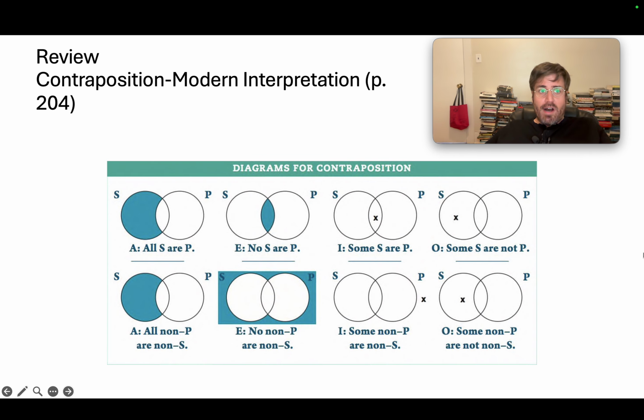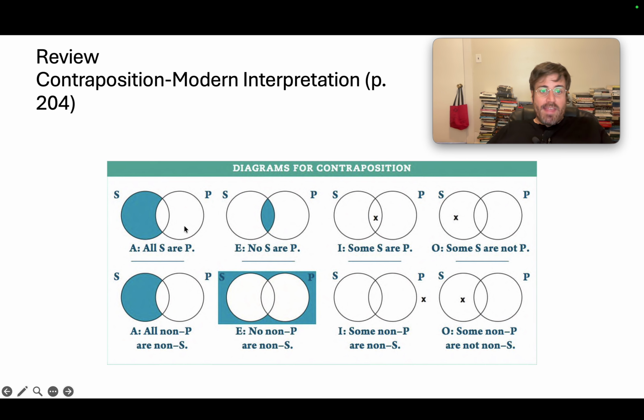Last but not least, we have contraposition. The Venn diagrams for this, by the way, are on page 204 of the Baronet book. If you recall, contraposition is another inference that has a few steps. The first step is to switch subject and predicate once again, and then to add the complements for both the predicate class term and the subject class term. So it's kind of like conversion, but with an additional step. Try to look over the Venn diagram here and see for yourself which ones are validly contraposable.